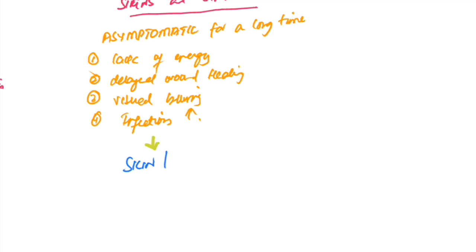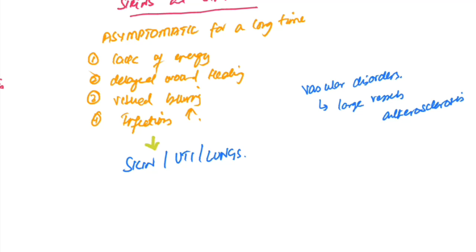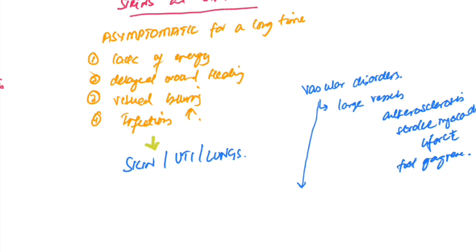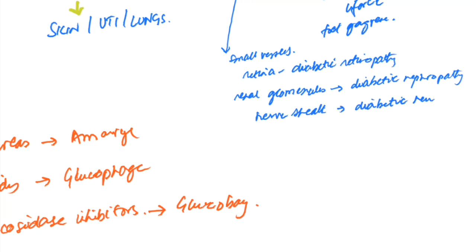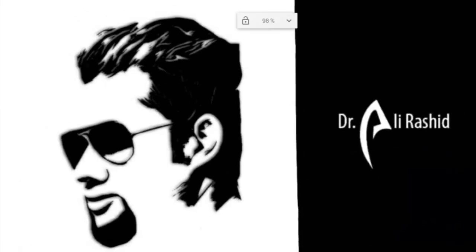Coming back to the complications of diabetes, the infections may be on the skin, urinary tract, or in the lungs. Along with that, there are vascular disorders as well, which may be in the large vessels or in the small vessels. In large vessels, there may be atherosclerosis, stroke, myocardial infarction, or foot gangrene. Small vessel disorders include diabetic retinopathy, diabetic nephropathy, and diabetic neuropathy.